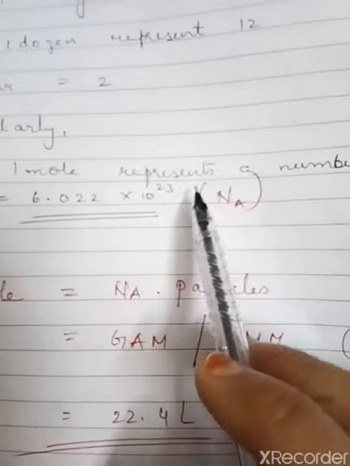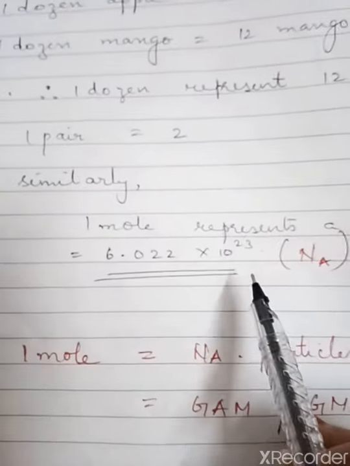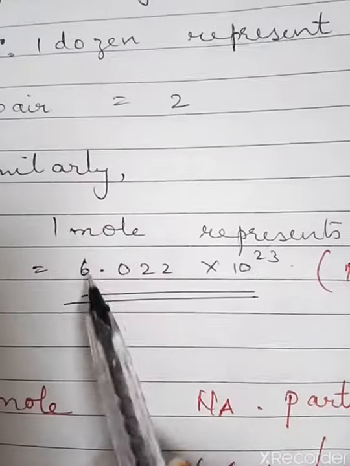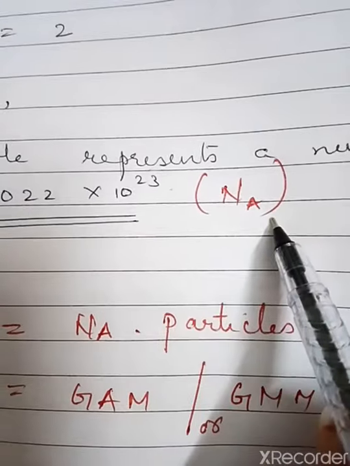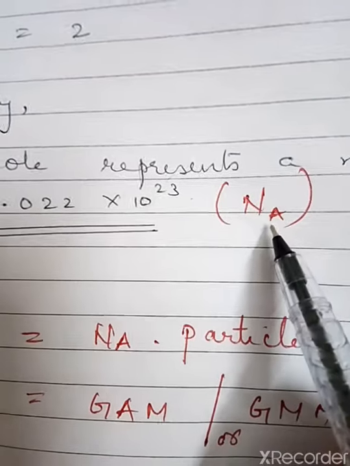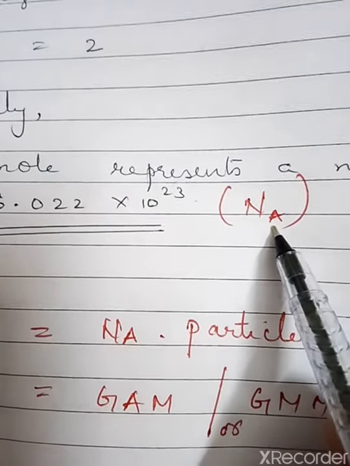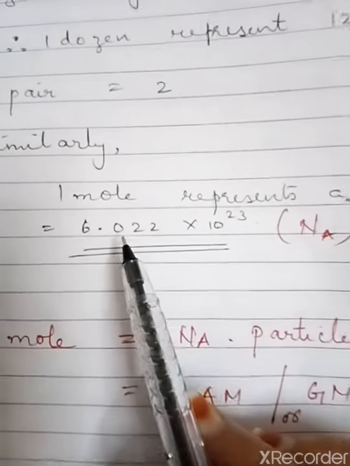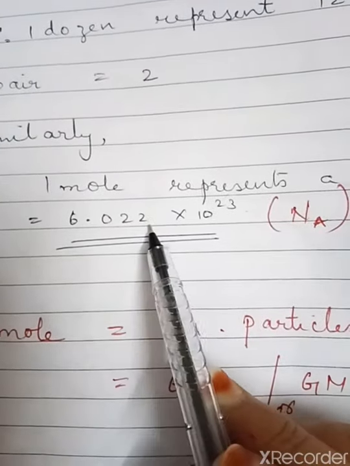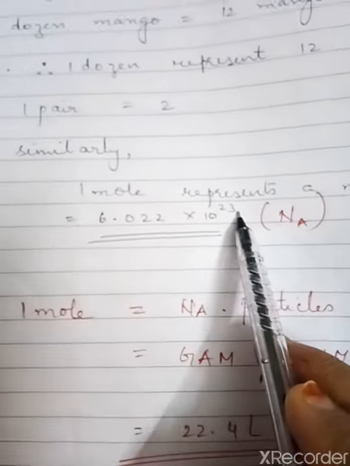Similarly, one mole represents a quantity, and that number is very big: 6.022 × 10^23. This number is called the Avogadro number, denoted by capital N with subscript capital A. So mole represents a quantity, and that quantity is 6.022 × 10^23.